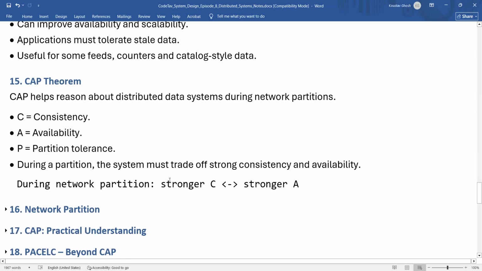Suppose, just imagine, there are two database nodes in a network, node A and node B. Now suppose the network between them breaks. Both nodes are still running, but they cannot communicate. Now imagine a user updates data on node A. What should node B do if someone asks for the same data? If node B returns its old value, we may sacrifice consistency. If node B refuses the request until it can confirm the latest value, we may sacrifice availability. So this is the fundamental trade-off CAP helps us reason about.